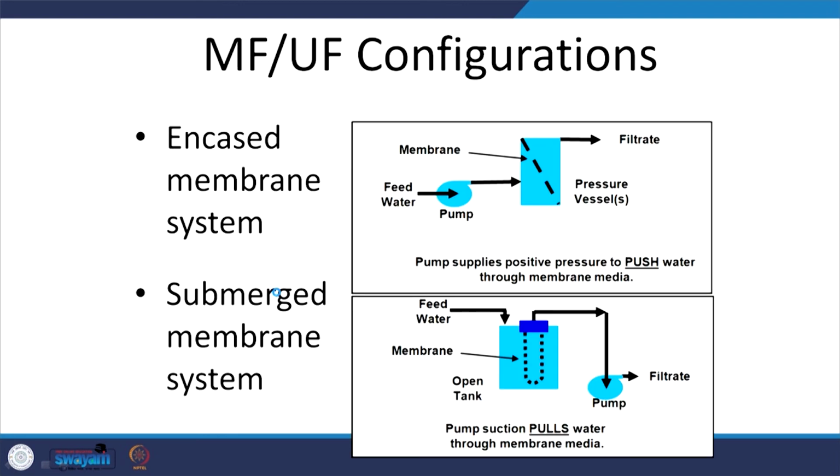So, what are some configurations of microfiltration and ultrafiltration? Obviously, I need pressure or energy to push the water through this membrane. So, I can have a pump, and pressure is created in this way, and here it is at atmospheric pressure in general. Or I can have feed water here and the membrane in a tank, and via vacuum or suction I pump this out here. Pump suction pulls the water through the media.